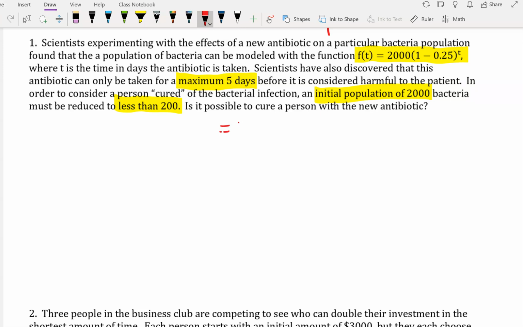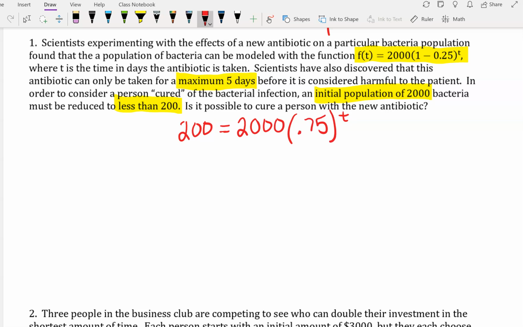We want it to start with 2,000, which is already in the equation, but we want it to reach 200, or really less than 200, but we'll see how long it takes for it to reach 200. And then I'm going to do 1 minus 0.25. I'm actually going to simplify that. 1 minus 0.25 is going to be 0.75. Just makes it a little easier when we're solving to the power of t. And we need to solve for t.